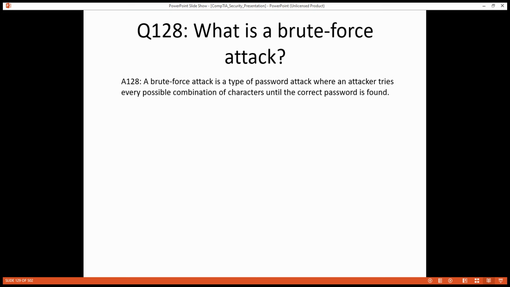Q128. What is a brute force attack? A128. A brute force attack is a type of password attack where an attacker tries every possible combination of characters until the correct password is found.